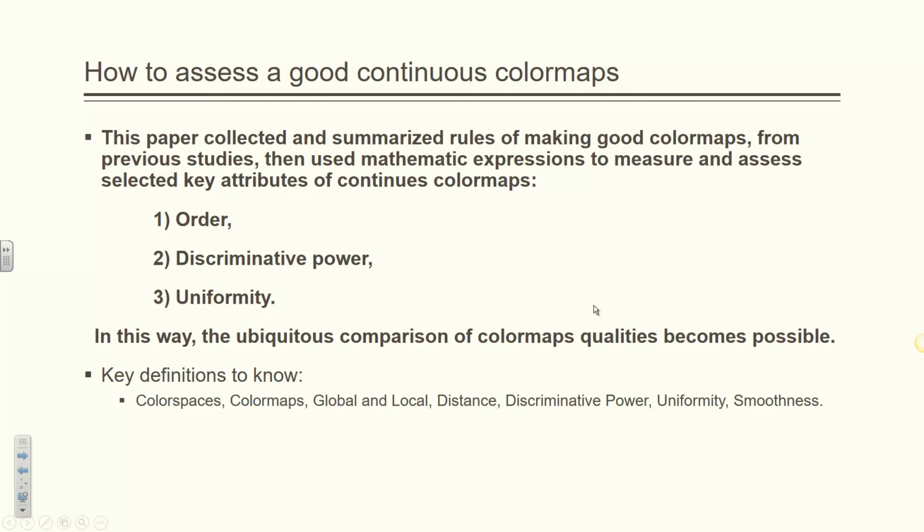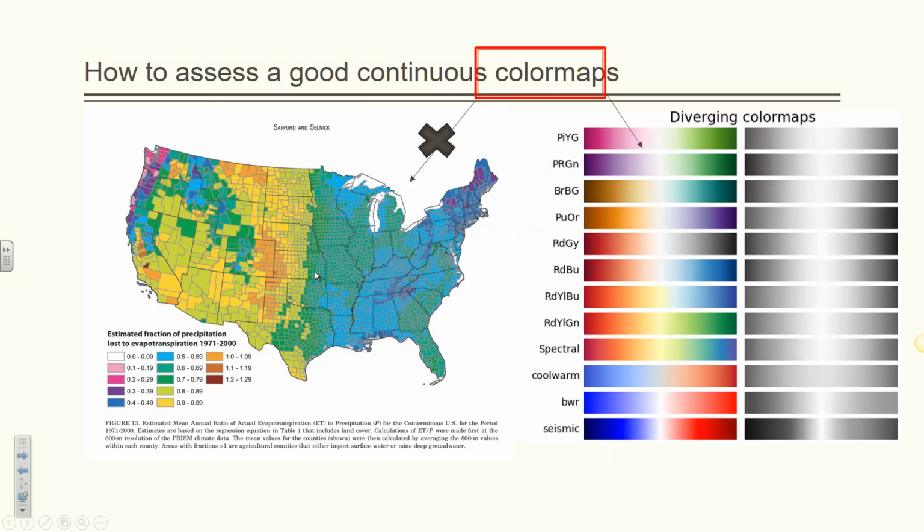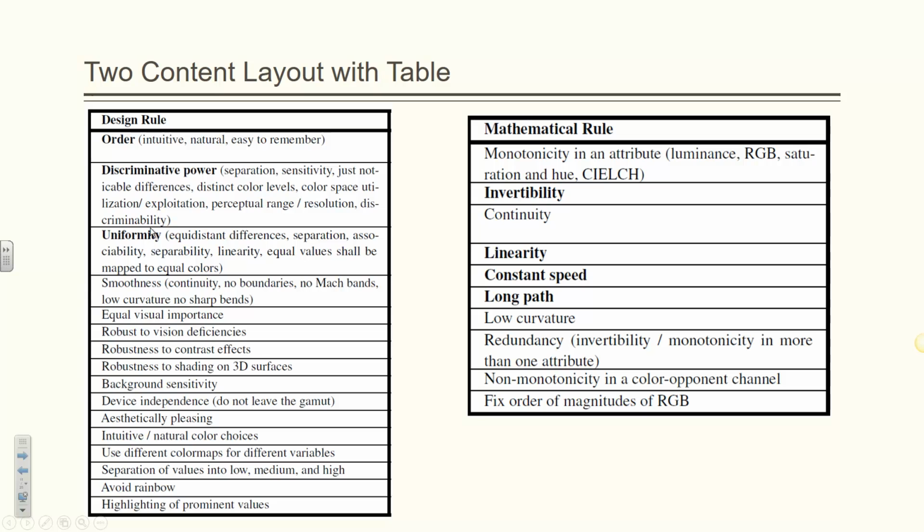There are many definitions in this paper, and it's really hard to read, I know. The first time I saw this paper, I thought the color maps were like this, but actually they're not. Those color maps are the maps they're talking about in this paper. What they've done is they're trying to quantify the quality represented in the left part by using mathematical rules on the right part. They mainly described three key attributes: the order, discriminative power, and the uniformity.